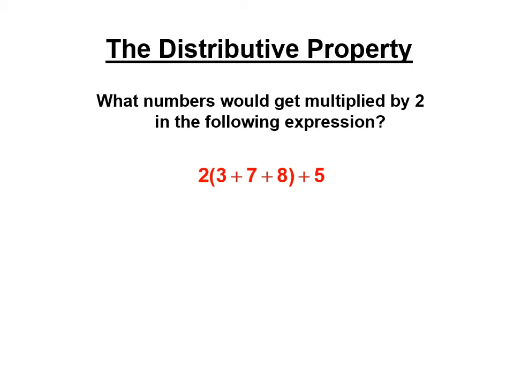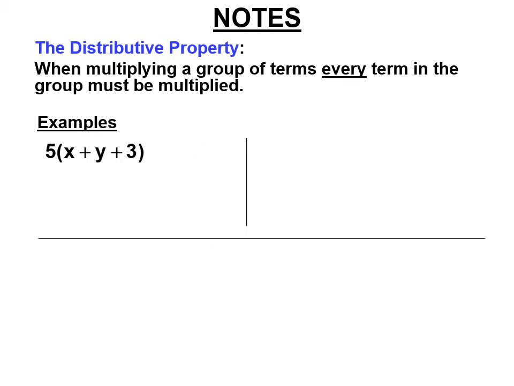So order of operations would say add those together and get 10 plus 8 and then get 18 and then multiply by 2. But you could also do 2 times 3, 2 times 7, 2 times 8, add those together and add 5. Why? The distributive property. All right, so let's see the distributive property in action.